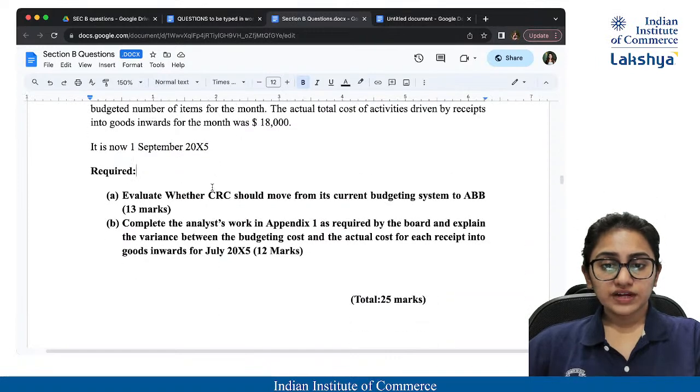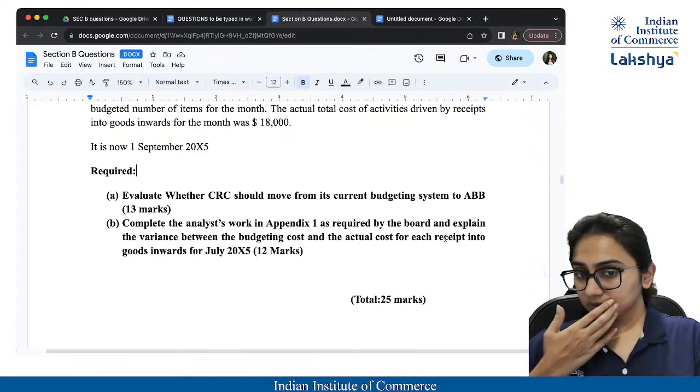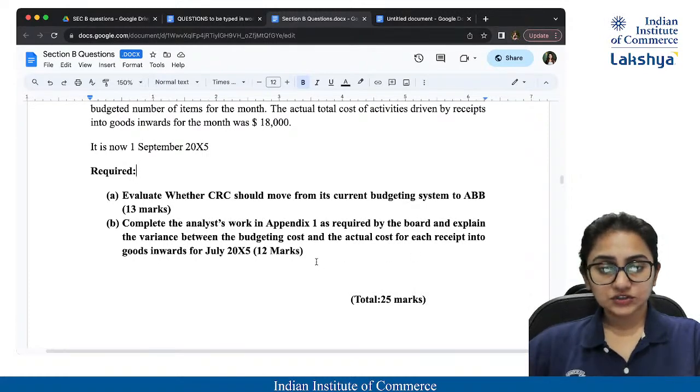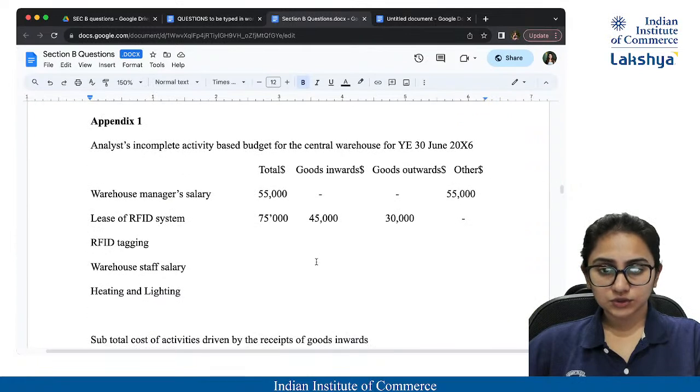Again, you are required to evaluate whether CRC should move from its current budgeting to the activity-based budget and complete the analyst work in Appendix 1 as required by the board, and explain the variance between the budgeted cost and the actual cost for each receipt. So a little bit of calculation is also there.